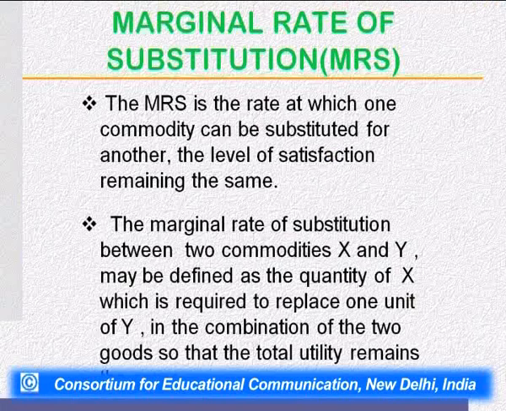So the marginal rate of substitution between two commodities X and Y may be defined as the quantity of X which is required to replace one unit of Y in the combination of two goods, so that the total utility, which I discussed is 100 util suppose, remains the same.